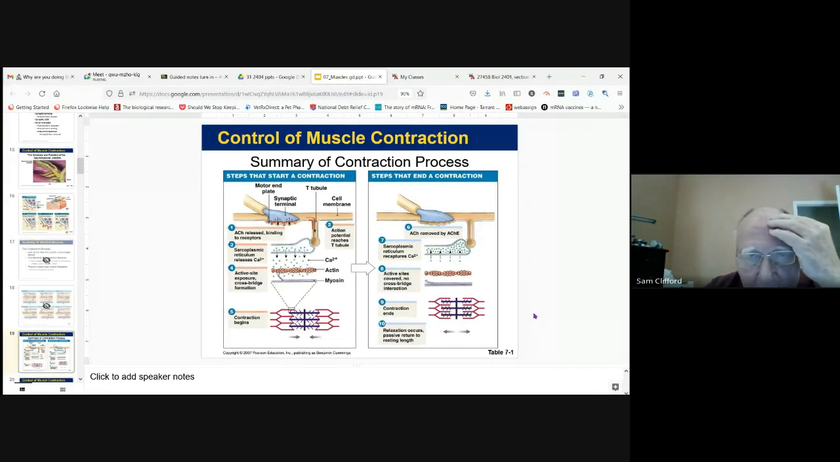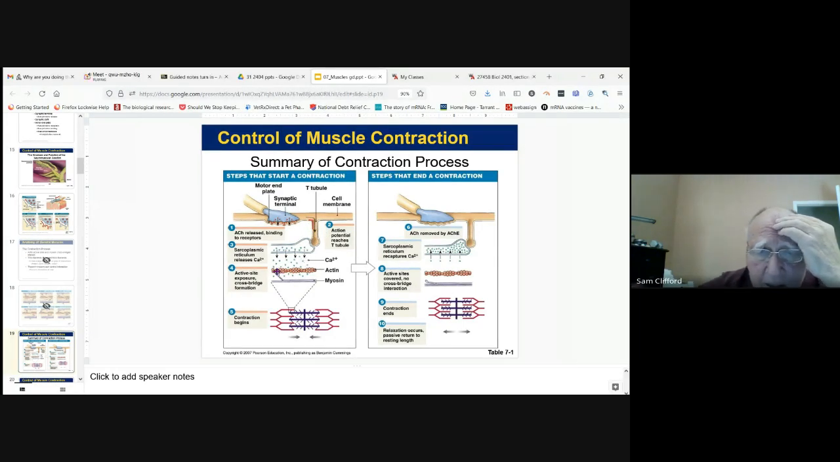Okay, so here's the whole process summarized. Here's the axon, here's the motor end plate, which is the specialized part of the muscle sarcolemma. The synaptic terminal releases acetylcholine that causes sodium to move into the interior of the muscle. That sodium moves in both directions away from the synaptic terminal. And as the voltage changes, as the sodium makes the inside of the muscle more positive, that's called an action potential. That action potential moves down the T tubules.